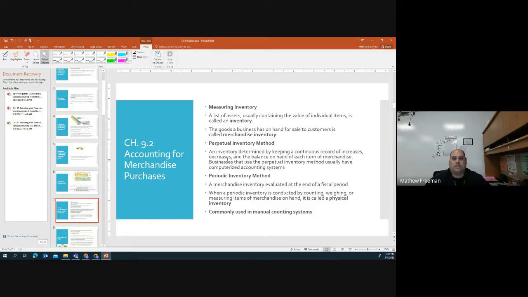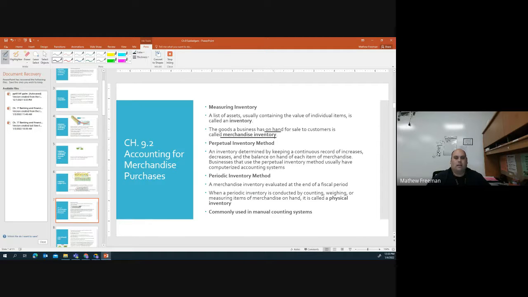A list of assets usually containing the value of an individual item is called inventory. Okay, so they have value because you're using your currency in exchange to gain some type of good so that you can resell it, or produce an alternate product with these goods that the consumer will want to buy. The goods a business has on hand for sale is called merchandise inventory. Okay, so this is the goods on hand, keeping on hand.